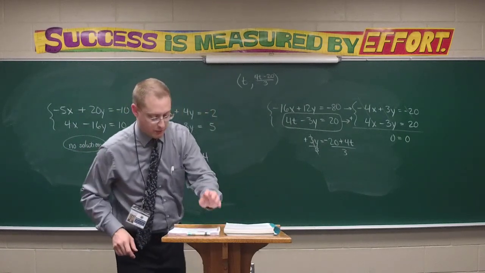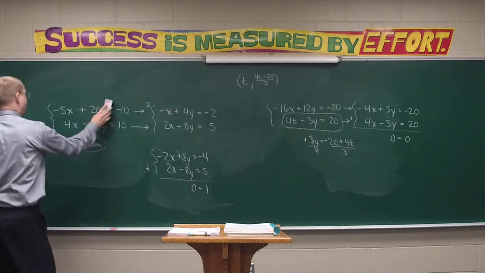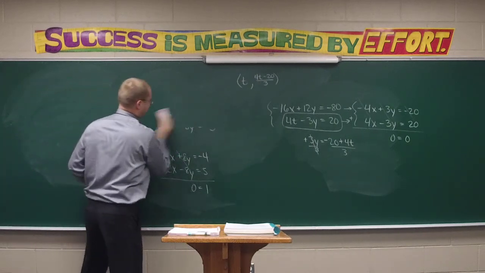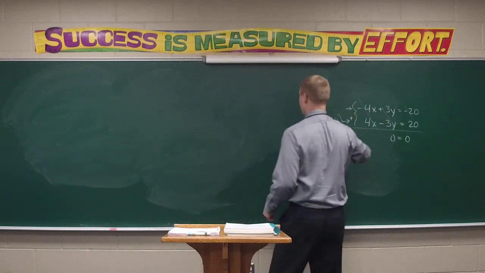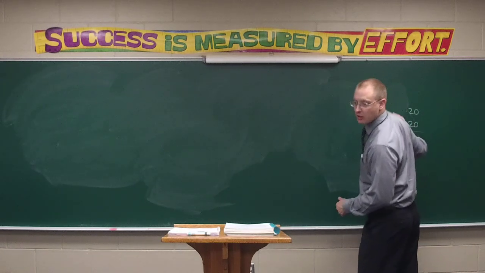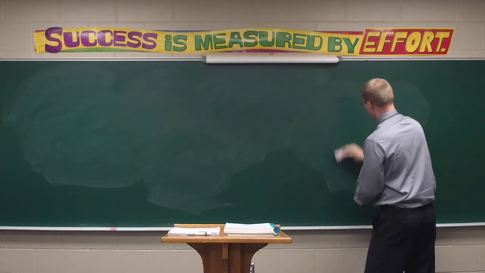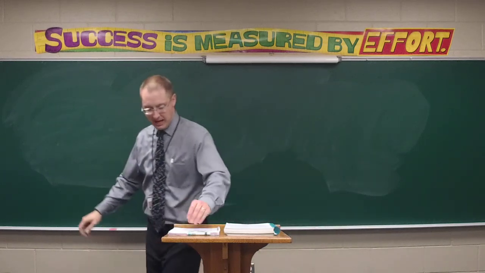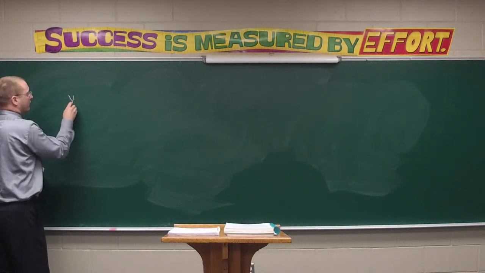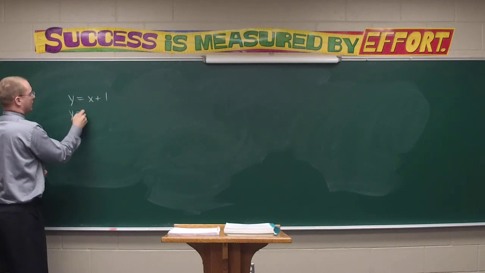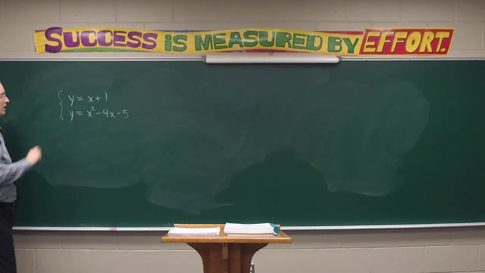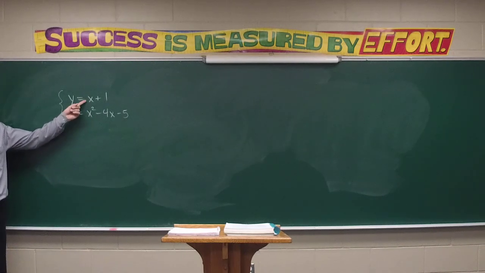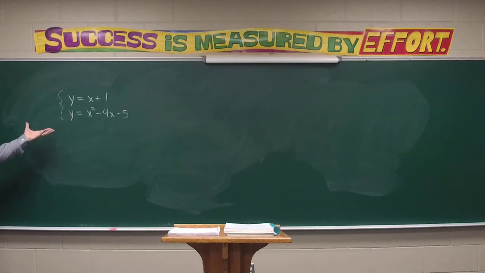Write this system of equations down if you would, please. Y equals x plus 1. And for the next equation, y equals x squared minus 4x minus 5. Here we have a little bit of a problem. It makes it awfully hard to line up like terms when one of them's got an x squared and the other one doesn't. Right? You can't really line up like terms here, can you?